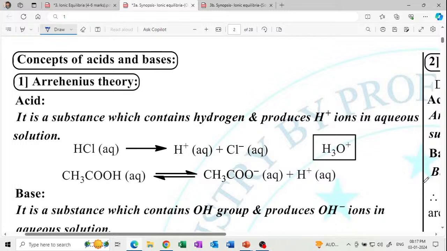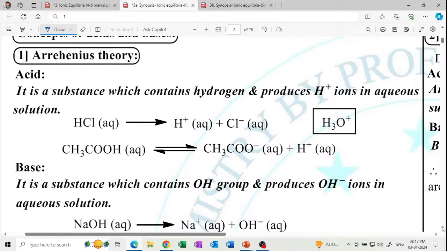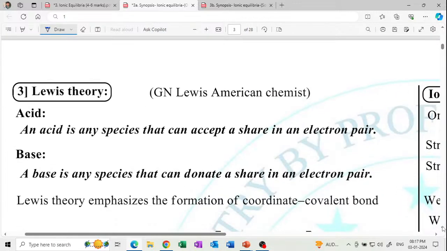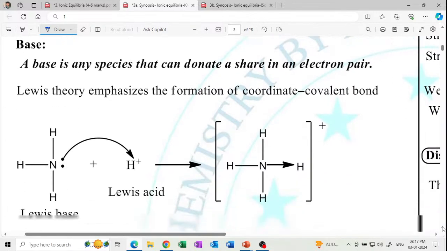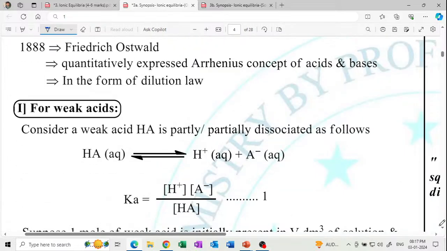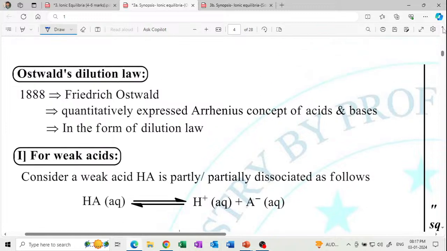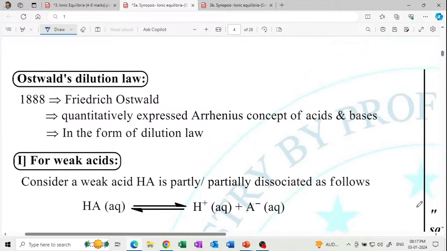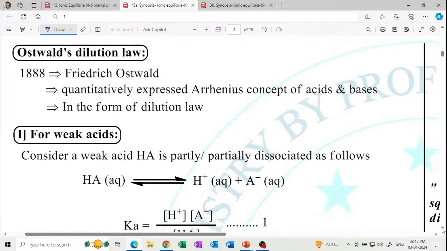Okay, this is the Arrhenius concept. First is the Arrhenius concept. The Lewis concept is there, very important. Lewis concept. Yes, this is the Arrhenius law. Ostwald dilution law for weak acids.